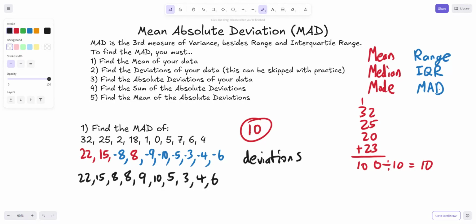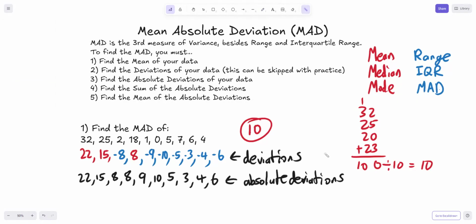Deviations. And then here we have our absolute deviations. So again, once you're good at this, we can skip the deviations, right? We can go straight to absolute deviations. So step 1, find the mean. Skip step 2, go straight to step 3, find the absolute deviations, how far every number is away from the mean. So these are absolute deviations.